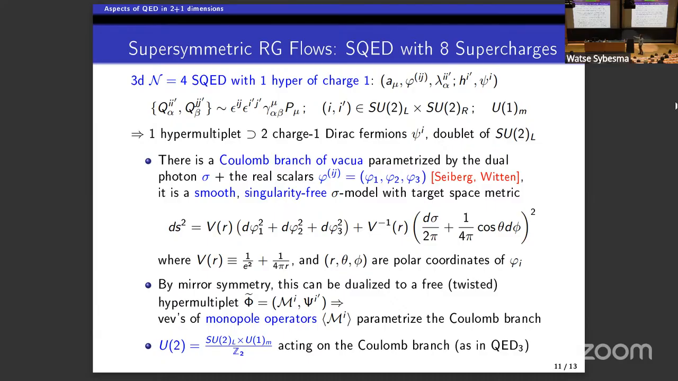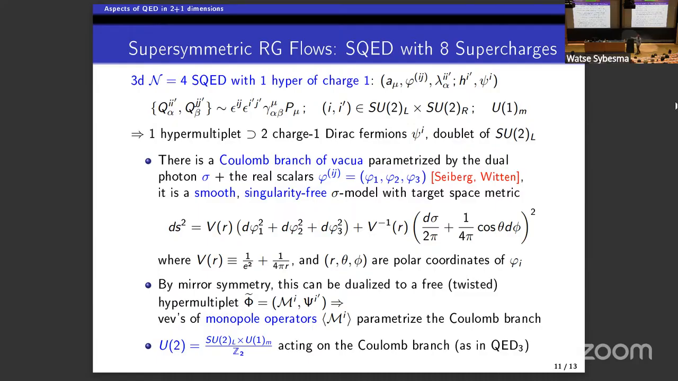It's a sigma model with some target space metric of the Taub-Nut type of this form. Right? So it's written in terms of the coordinates, phi 1, phi 2, phi 3, and the dual photon. And you see there is the fibration here. And V of R is some corrected gauge coupling.